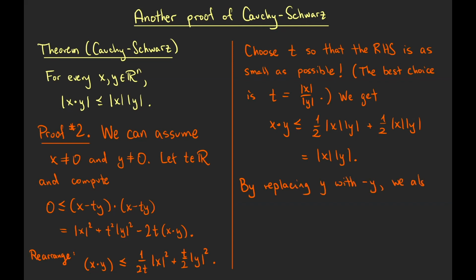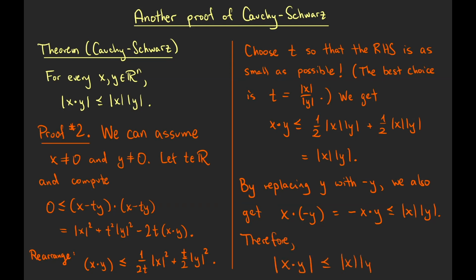We're not quite done because we needed to have the absolute value of x dot y. But if we run the argument that we just gave with minus y in place of y, then we get also that minus x dot y is less than the length of x times the length of y. And putting those two together, that gives us that the absolute value of x dot y is less than the length of x times the length of y. And that's the end of the proof.